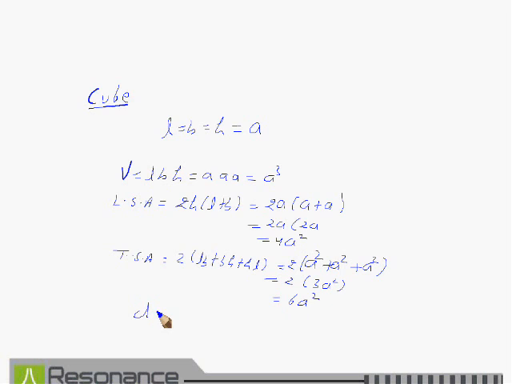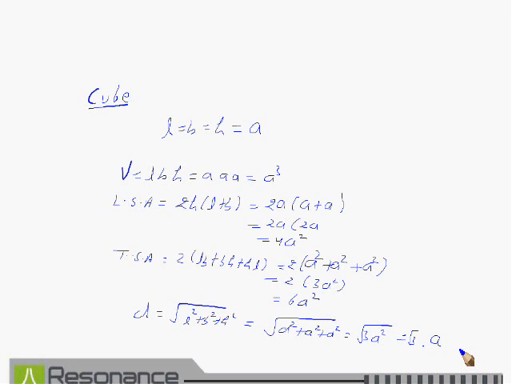Now the value of the diagonal is under root of L square plus B square plus H square, that is under root of A square plus A square plus A square, that is root 3 A square, or you can say root 3 times the side. These are the formulas for a cube and the cuboid.